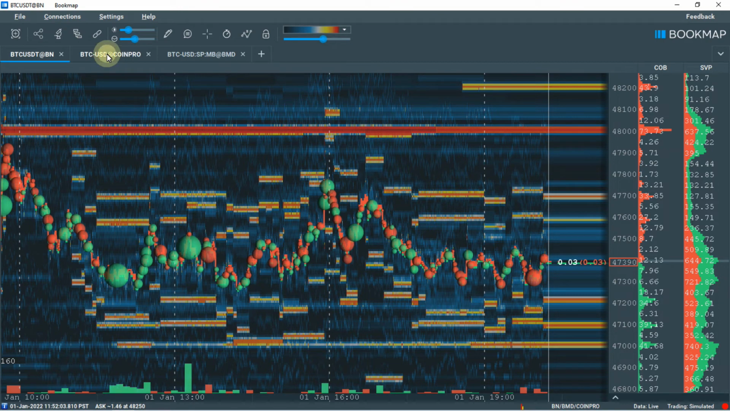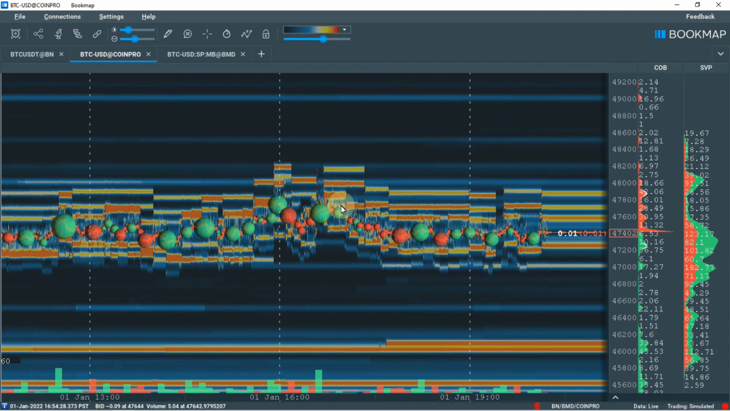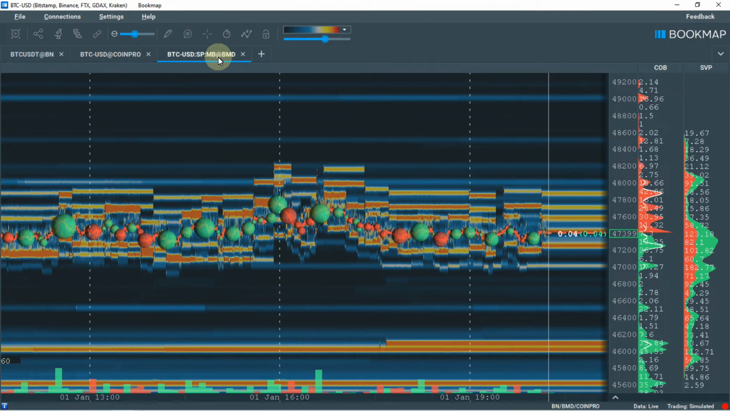Same thing with Coinbase Pro. It's going to take a little bit to load here. Here, Coinbase Pro. Very distinct lines. And these are typically the same entity. They just keep bouncing around. But let's go back to the consolidated one, or the aggregated.